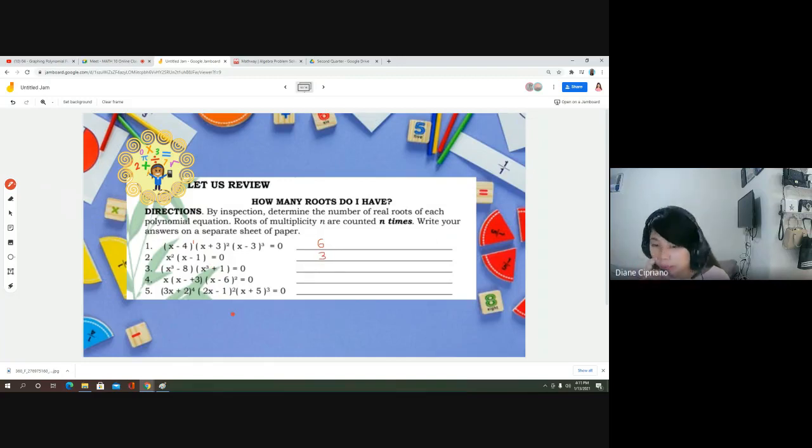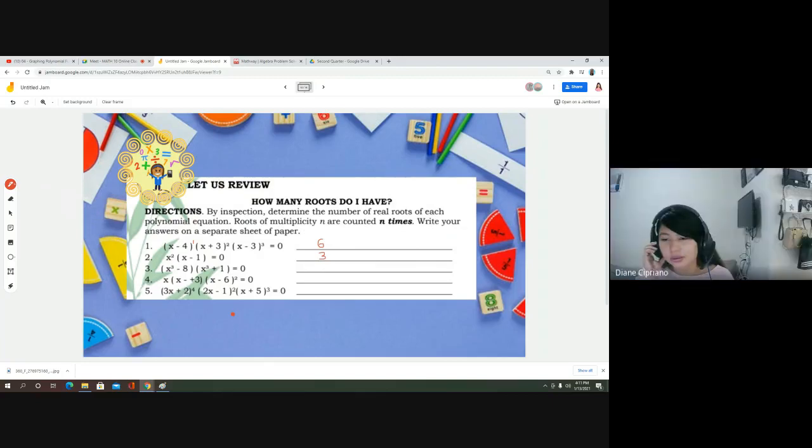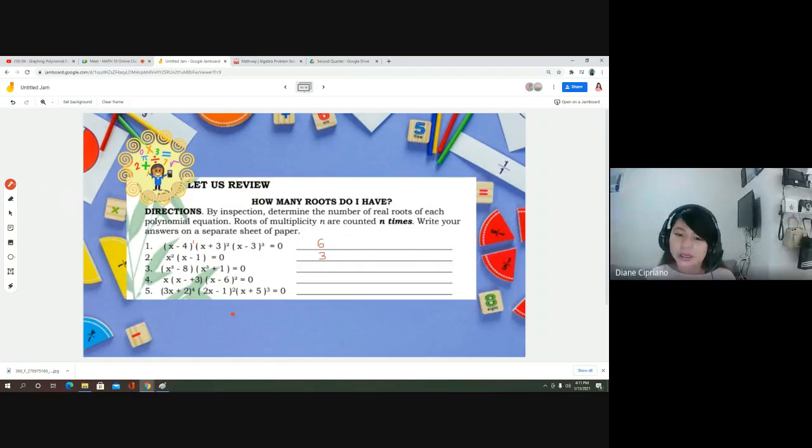How about in number 3? How many kaya? Ilang roots kaya ang meron? You're raising your hand, right? Hello? Sorry, wala po ako naririnig. Ma'am, 2 lang po, ma'am. Yung sa number 3 po. Number 3. Are you sure? Ito lang kaya?